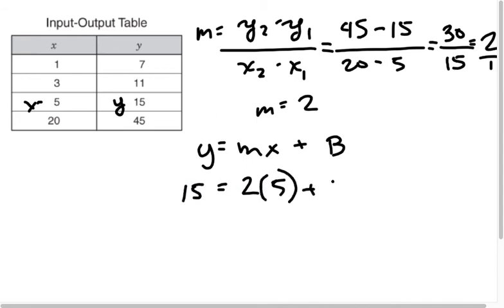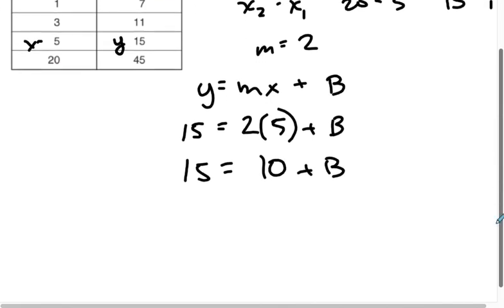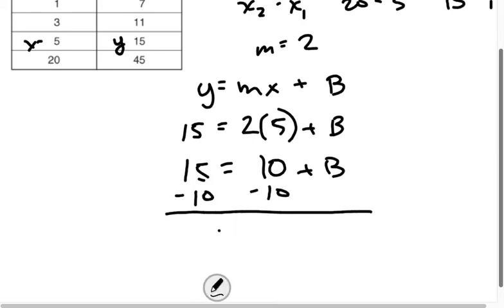So now I'm going to try to isolate b by itself. So 2 times 5 is 10, and I'm just going to write everything else down. And then I'm going to subtract 10 from both sides. And you should already know that 15 minus 10 is 5. So 5 is my y-intercept.